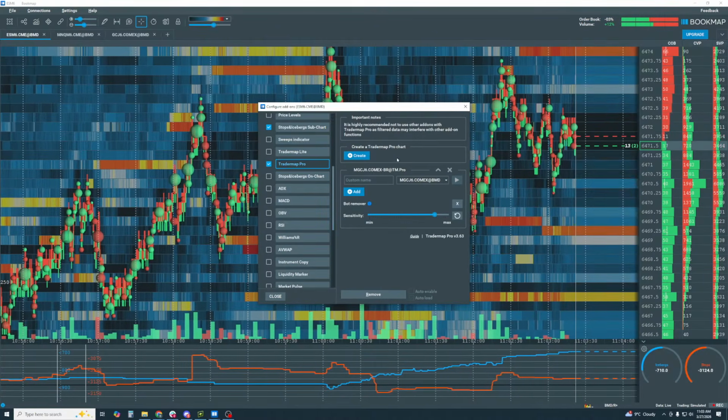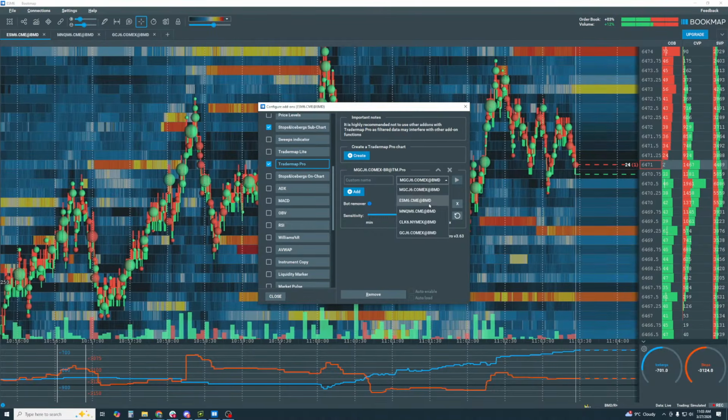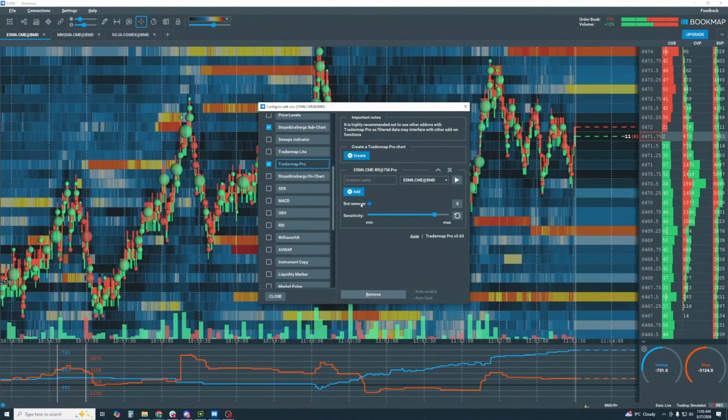Okay, here's TraderMap Pro. It's on. I just need to select the right instrument. Bookmap data. There we go. And add the bot. It's the bot remover.